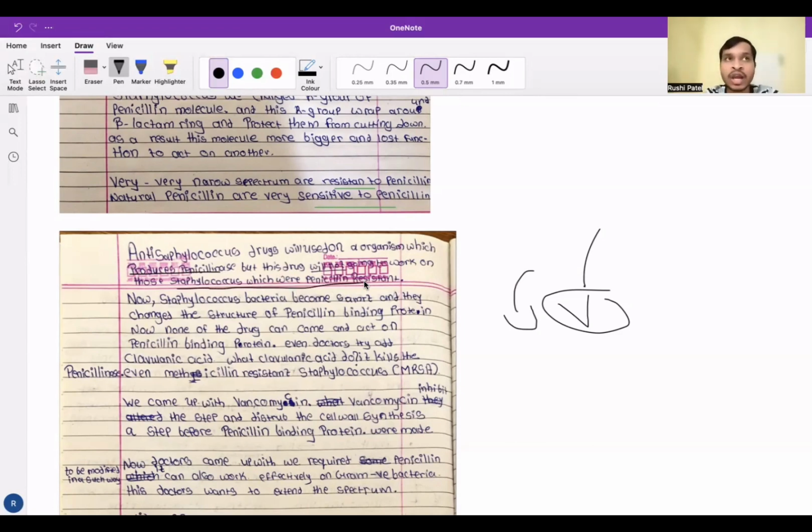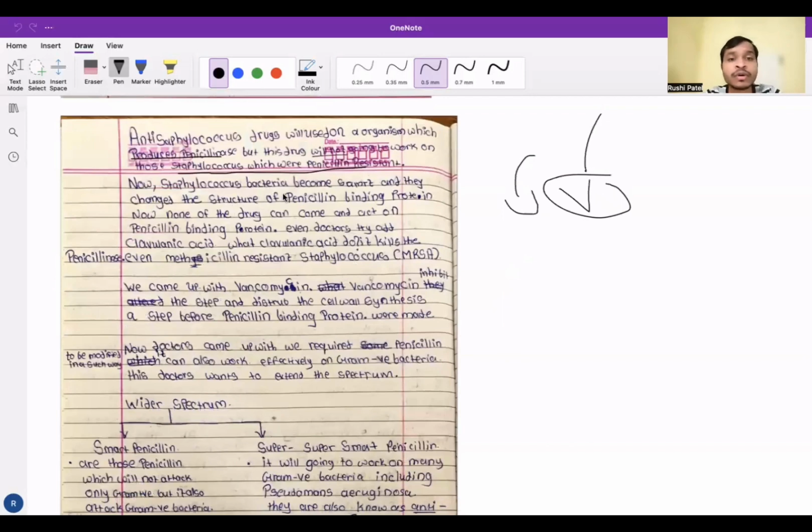If you are taking any drug for a long time period, 10 years, 20 years, you become resistant to that drug, so the drug will not work on you basically. So the anti-staphylococcal drug will be used only on the organism which produces the penicillinase or beta-lactamase, but it will not work on those which are resistant.